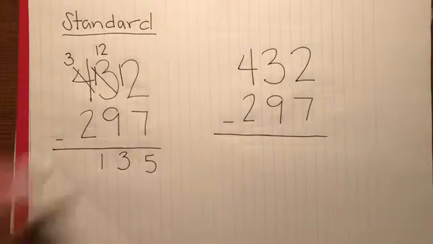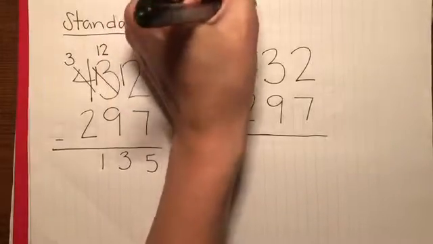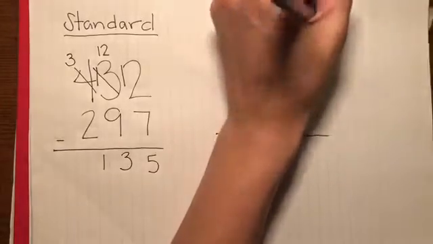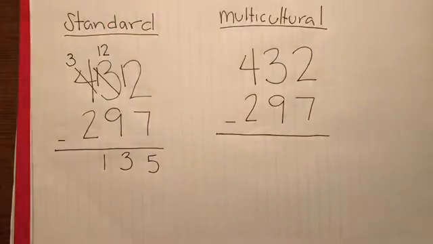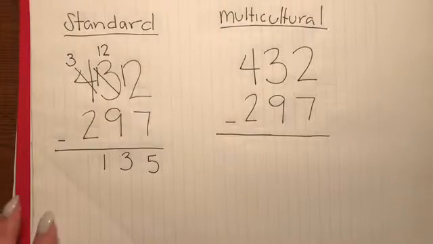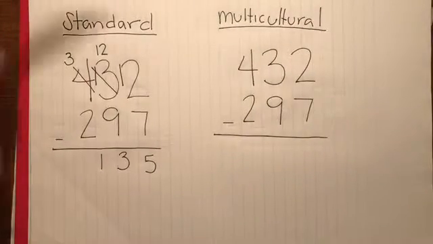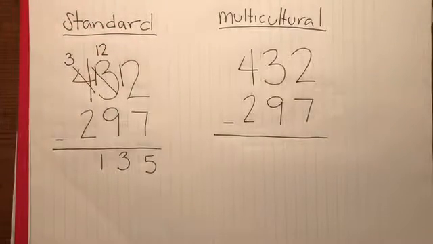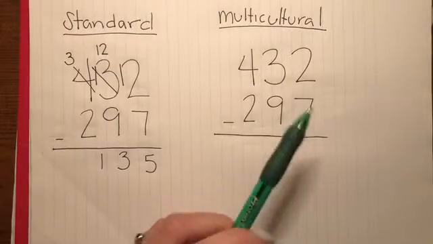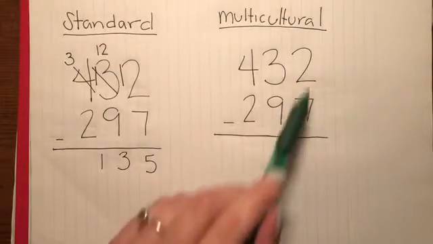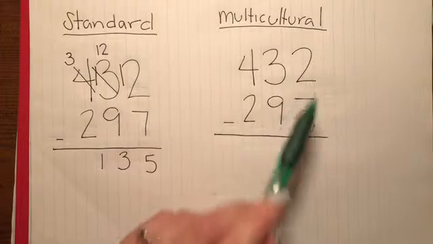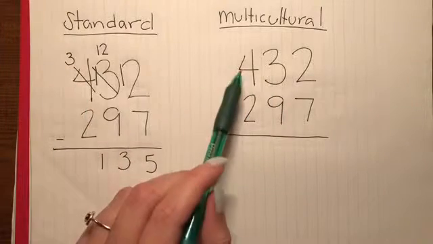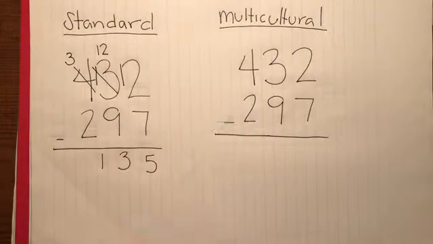So now that we've gone over that review, we are going to go over the multicultural algorithm. Okay, so I'm going to use a different color just so you can see what we're doing here. This method is quite similar to our standard, but as we work through it, you'll notice the difference. Same as before, in our ones place we have 2 on top and 7 on bottom. In the tens place, we have 3 on top and 9 on the bottom. And in the hundreds place, we have 4 on top and 2 on the bottom.